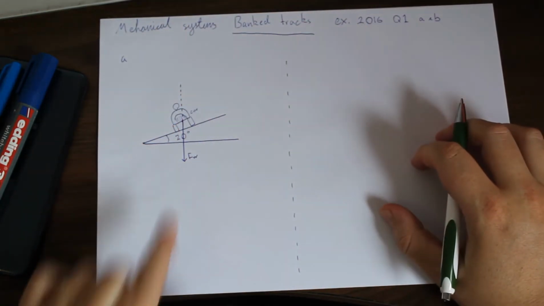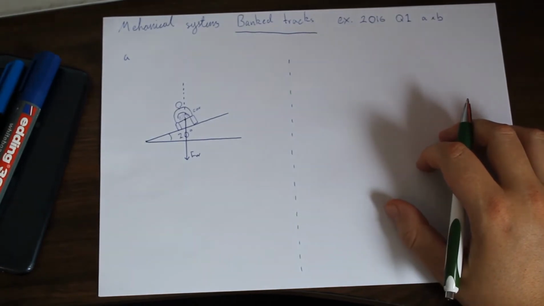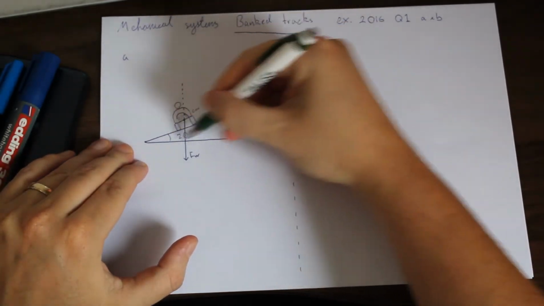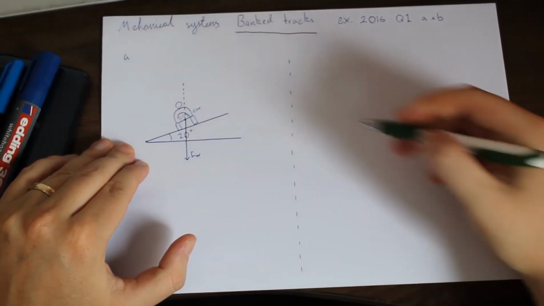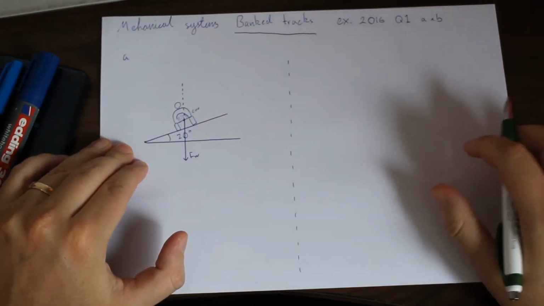Now, looking at our diagram, we can see that the car is on an incline. Therefore, the support force given by the actual inclined track or road is not going to be acting in the same direction or opposite to our weight force. It's going to be inclined as well.